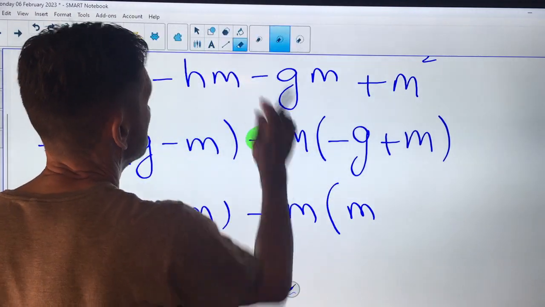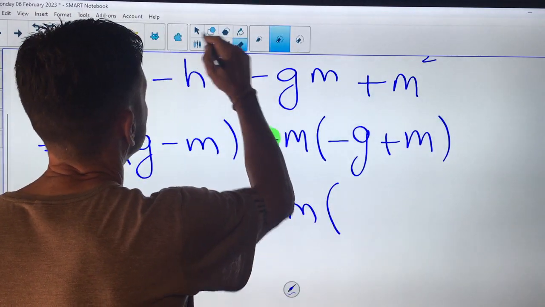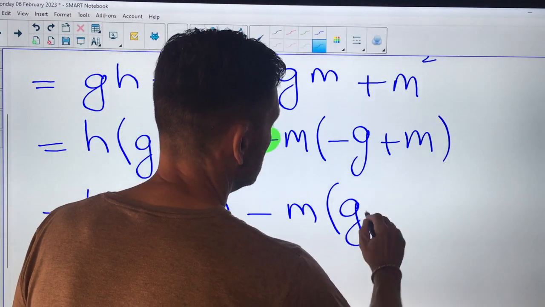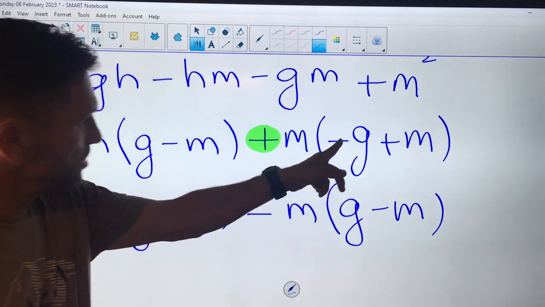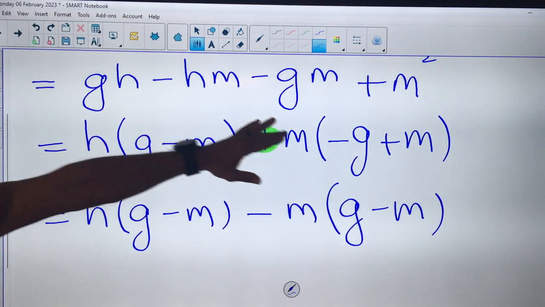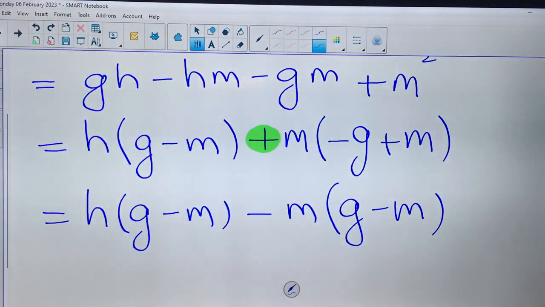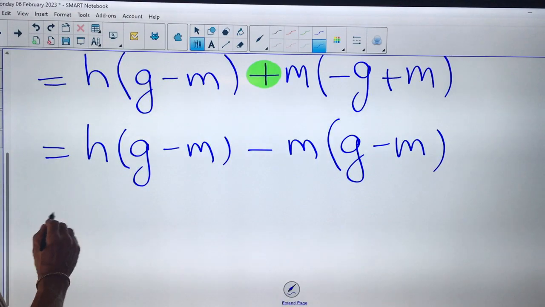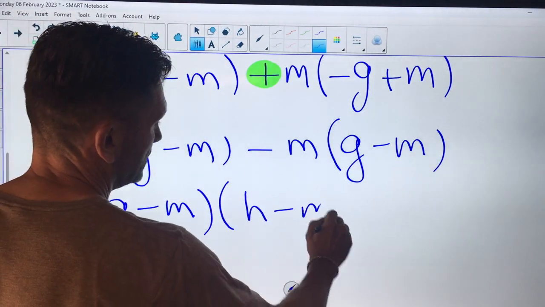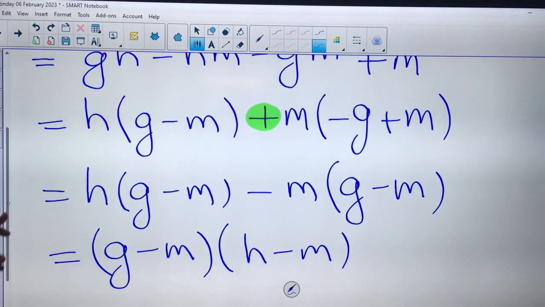Sorry, my mistake. So this will be G minus M. So the G became negative, the M became positive M, the negative G became positive G, positive M became negative M. Do we have the same brackets now? Yes. Absolutely. So they go to the front, and we are left with H minus M.